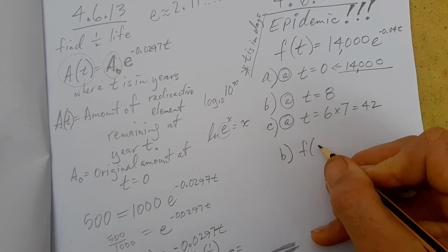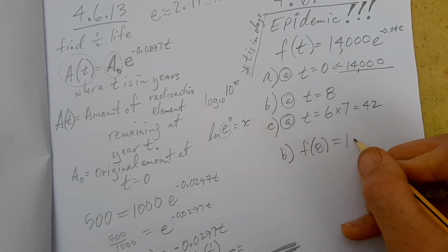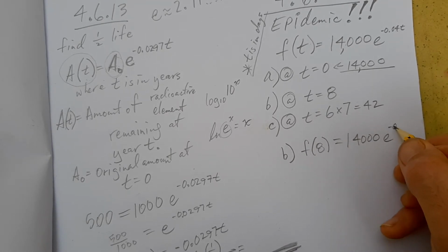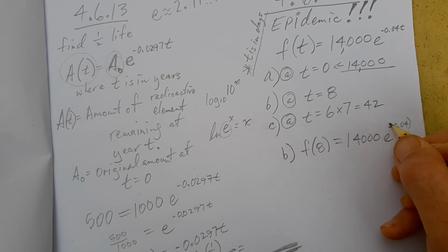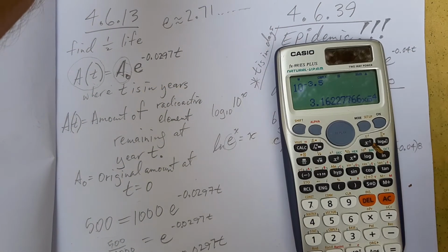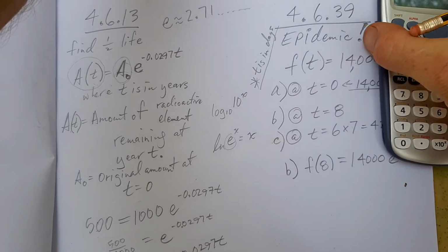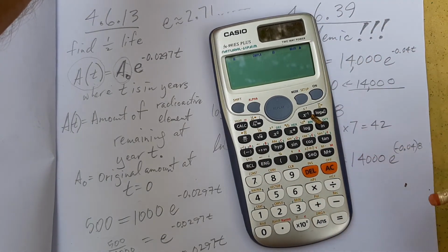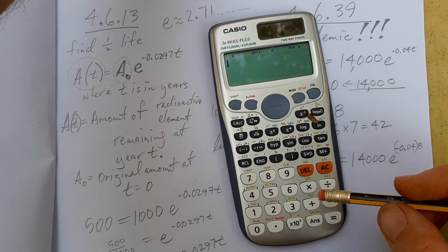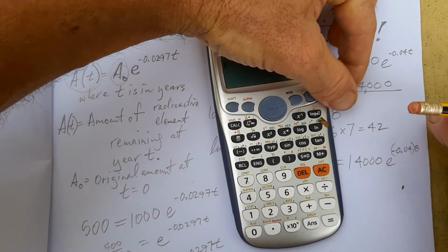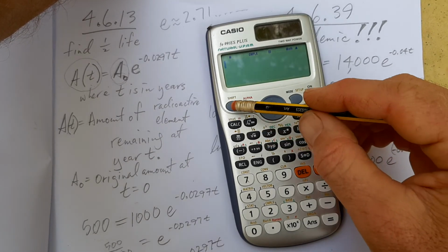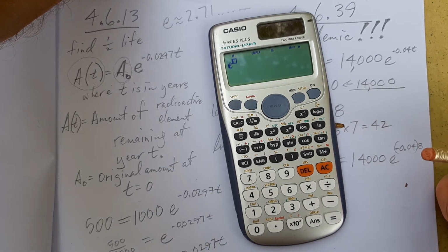And then B, F of 8. This last problem really is pretty simple. You just stick it in your calculator. E to the negative 0.04 times 8. So let's stick that in the calculator here. Clear. I'll just do the E part and then multiply by 14,000. So find that E. E is above the natural log here, because they're related. So I'm going to do my shift, natural log button. Okay, that gives me E.